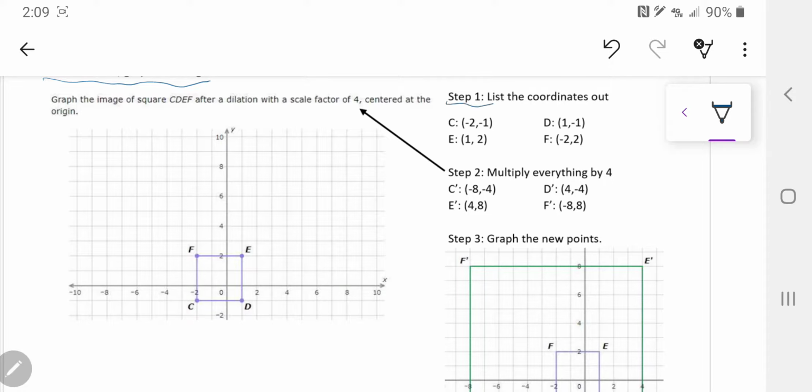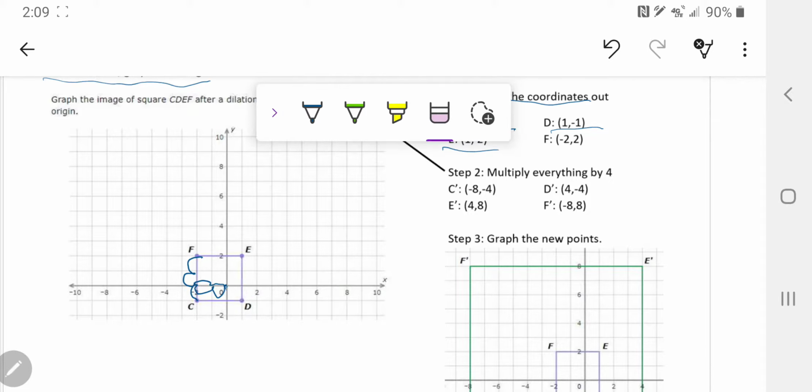So step 1, list out the coordinates. So here C is -2, -1. D is 1, -1. E is 1, 2. And F is -2, 2. Okay, so you list all those out.